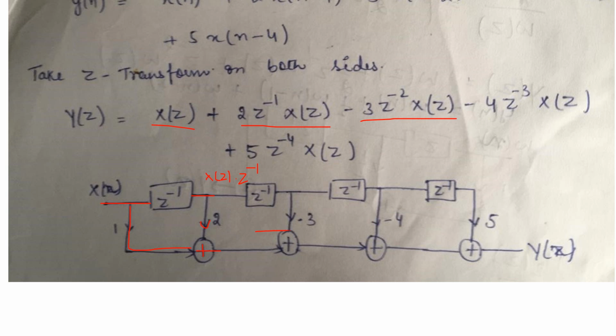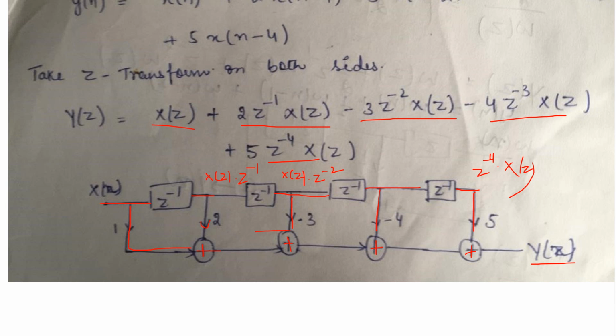Clear? Then this signal is added with minus 3 z raised to power minus 2 into x of z. So from here there are two delays, meaning the signal available here is x of z into z raised to power minus 2, and this is multiplied by minus 3, so it is added with the previous equation. Similarly for this, the signal available is z raised to power minus 3, multiplied by minus 4 and added with the previous. Then z raised to power minus 4, one more delay, it will be z raised to power minus 4 into x of z, also coming from the input side. Then this is multiplied by 5 and added with the previous, so you will find y of z.